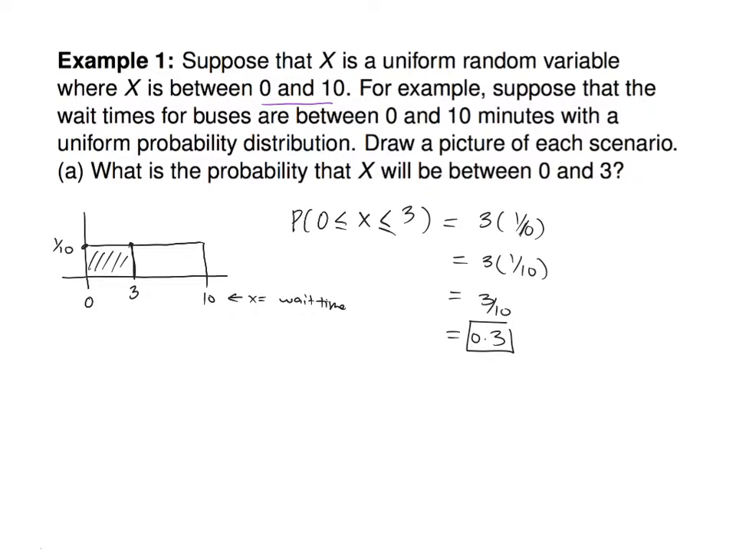But the point is, for a continuous function, the probability is an area under the curve. That's the main point of this. So sketch your curve, find your area.